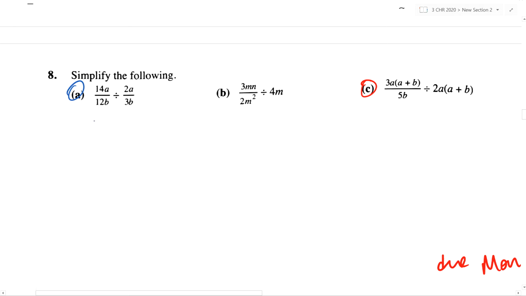First thing we do is to keep the left hand side, 14a over 12b. We change the sign from division to multiplication. The final fraction, 2a over 3b, we're going to flip it. So 2a was on top, now 2a goes below. 3b was bottom, 3b comes on top. And then it is the same type of question as question 7.